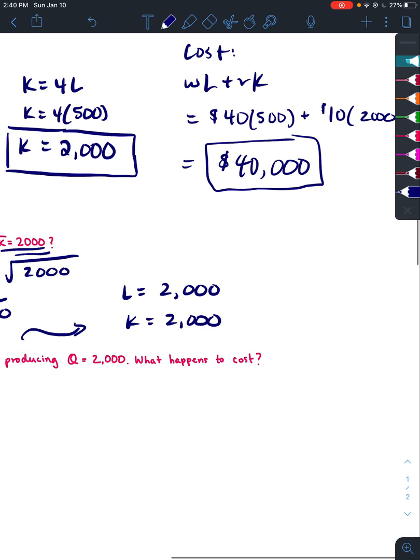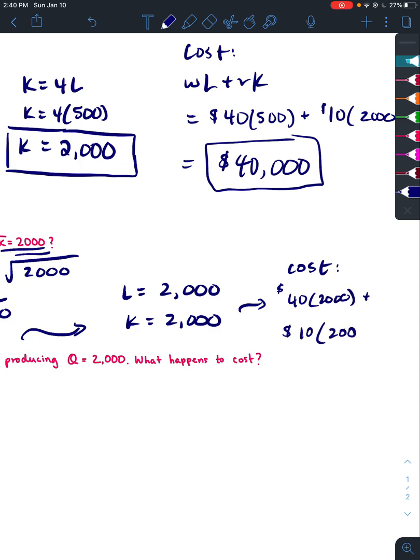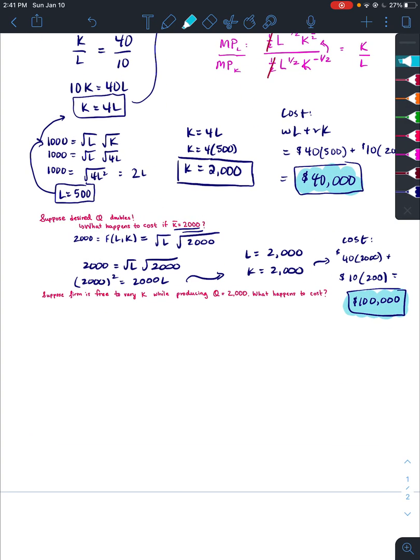Again, we're always solving for cost. So cost will be, again, $40 times 2,000 plus $10 times 2,000. And that should give us 100,000. All right, so that's, oopsies, that's our answer for part B. This is our answer for part A.